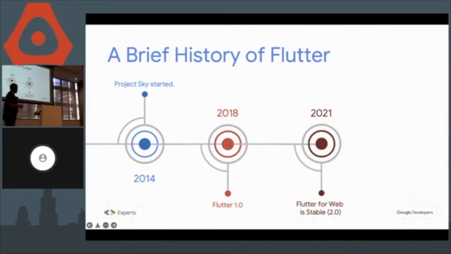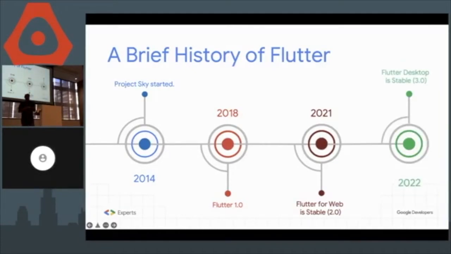So in 2021, with Flutter 2.0, they said, okay, now we have web as stable as well. And lastly, this year at Google I/O, they decided to have desktop support as well along the way, and now it is stable. Disclaimer, my understanding of stable is different from theirs. So I would say good beta, but not stable. But I take their word.